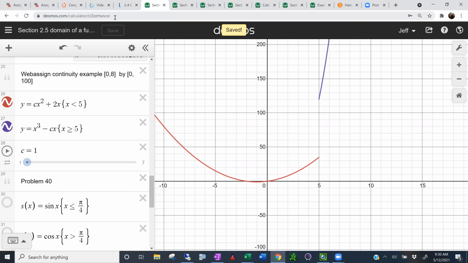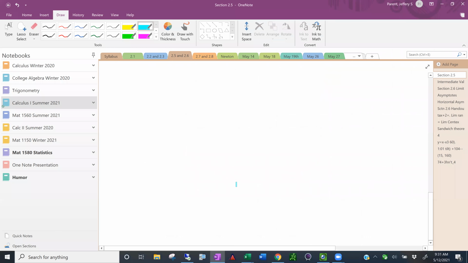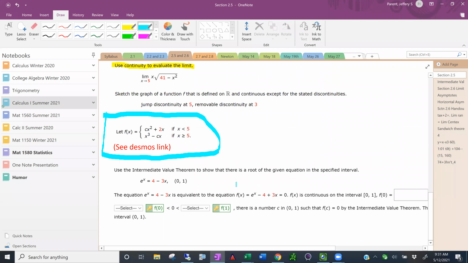That might be a little bit trickier for you. So I'm just going to put a different link in the chat. So it might make it a little bit easier for you to get the screen that I'm getting. But this refers back to the problem that we were looking at just a second ago. And let me pull that problem up so you can see it and understand what's going on. We want to choose the value of C that makes this a continuous function. So there's your function.